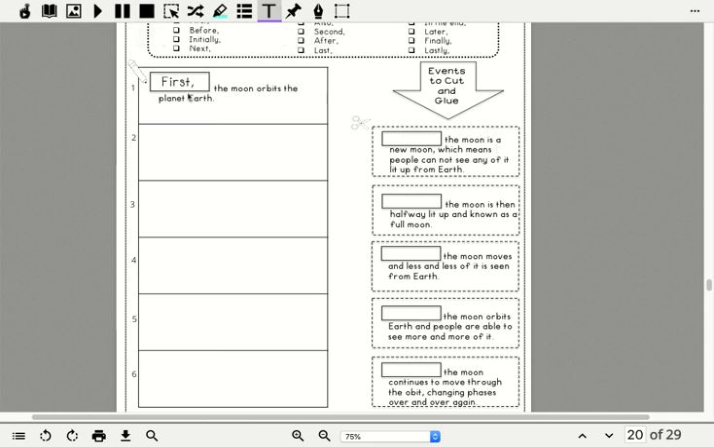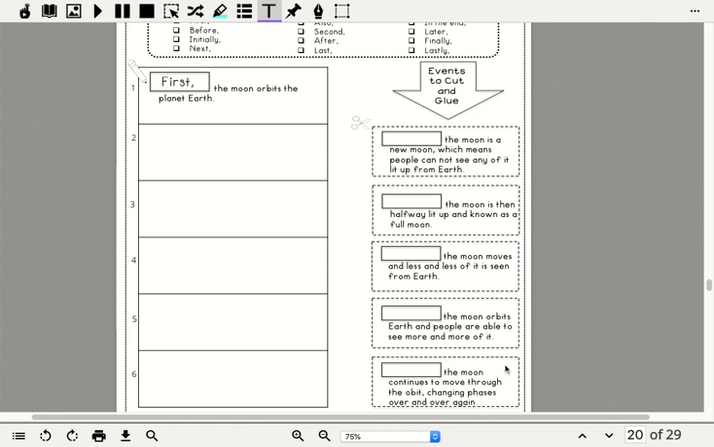Okay, so over here we have first, the moon orbits the planet Earth. Okay, so we're going to read these. The moon is a new moon, which means people cannot see any of it lit up from Earth. The moon is then halfway lit up and known as a full moon. The moon moves and less of it is seen from Earth. The moon orbits Earth and people are able to see more and more of it. The moon continues to move through the orbit, changing phases over and over again.